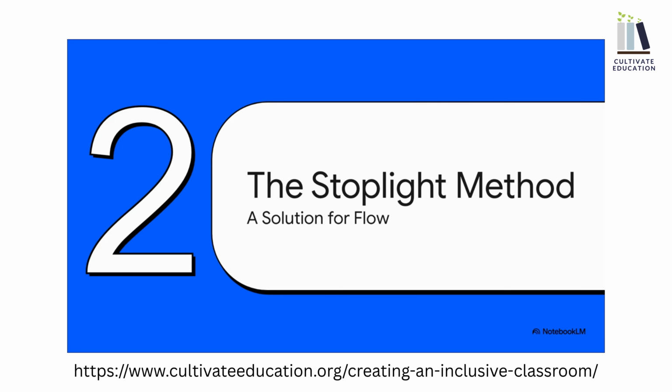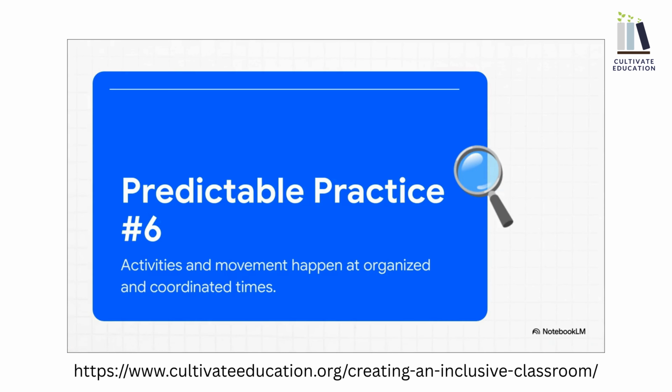So the big question is, how do we fix it? Well, there's a really great way to think about it, which Chris Perry calls the stoplight method. It's super intuitive and honestly, a total game changer for managing the flow of your classroom. Okay, so what does that actually mean in plain English? It's this. Activities and movement happen at organized and coordinated times.